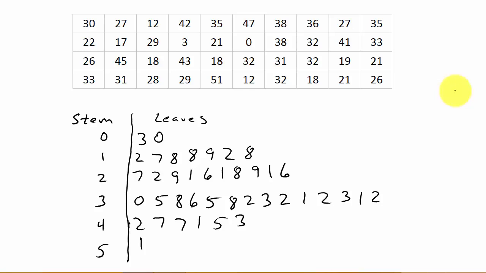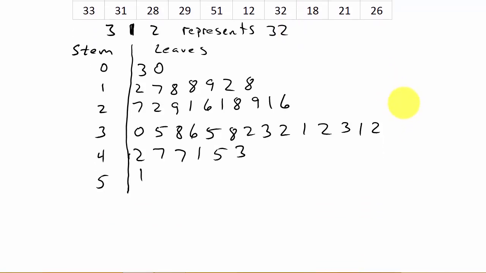Another thing that we do is just to let whoever's looking at this know what it means. We can put a line here, and we can put a stem. We'll just pick the 3, and then we can pick whatever number. Let's just pick a 2 for the leaves, to let them know that 3, 2 represents 32.